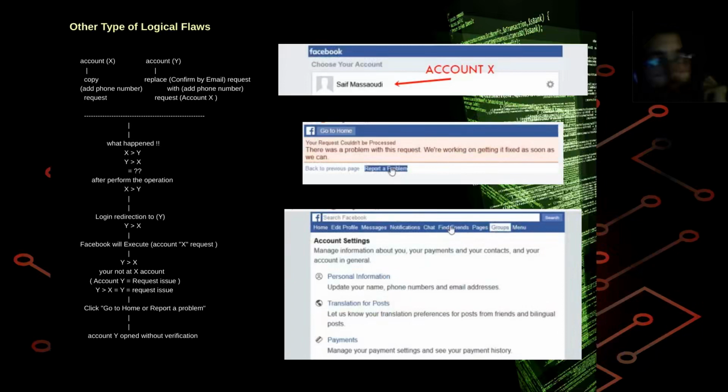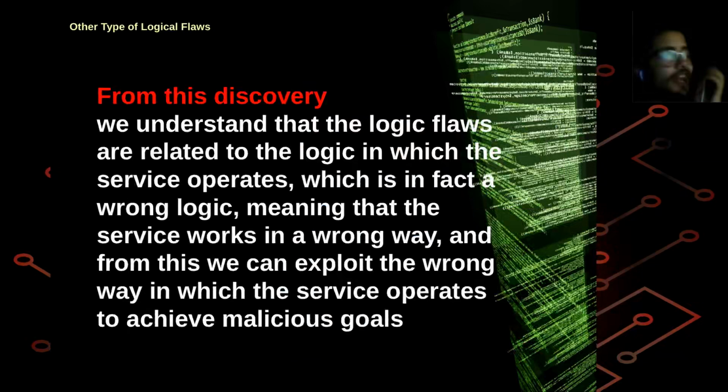And then if we try to login, Facebook will execute our account request, and there it will appear to us the request issue. From the request issue we go to report a problem, and we will edit and open our account. So from the discovery we understand that the logic flows are related to the logic in which the server operates, which is in fact a wrong logic, meaning that the server works in the wrong way. From this, we can expose the wrong way in which the server operates to achieve our malicious code.